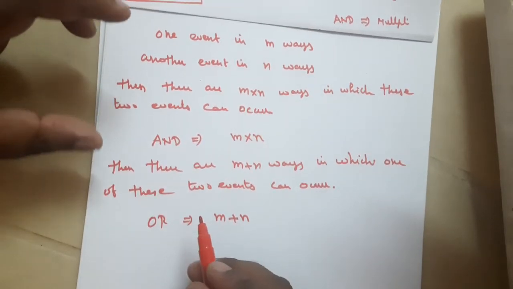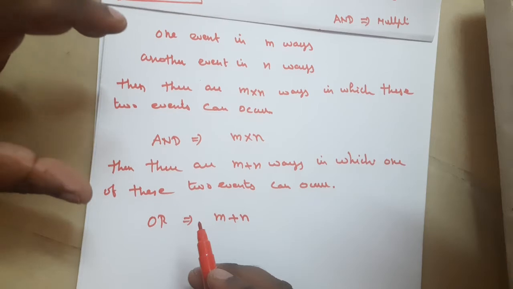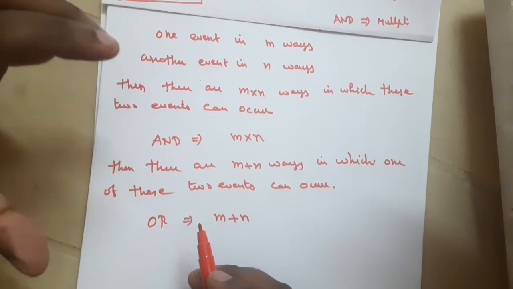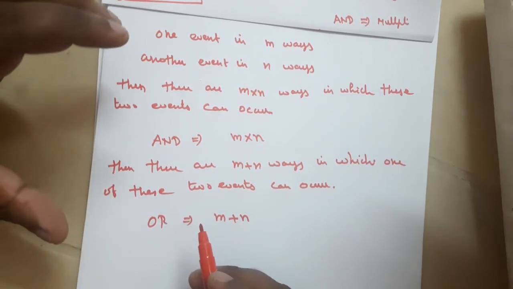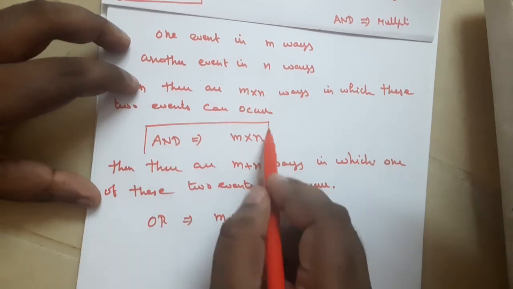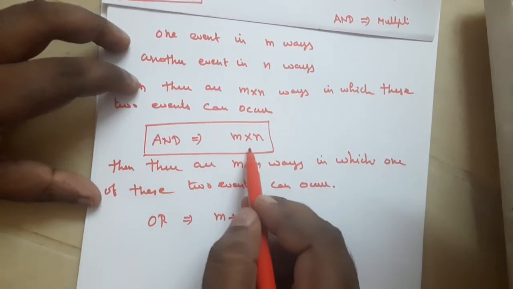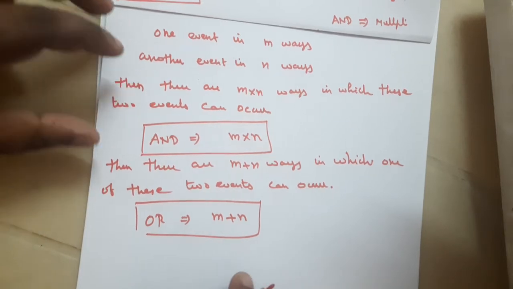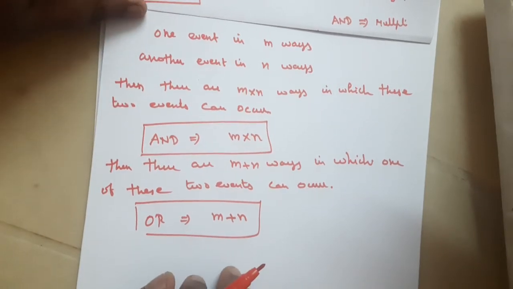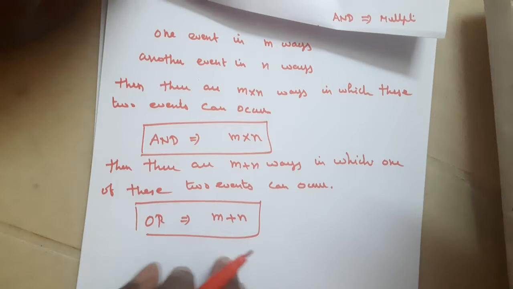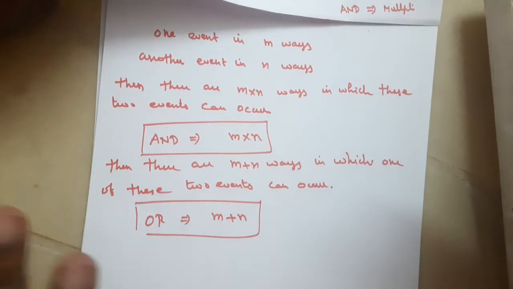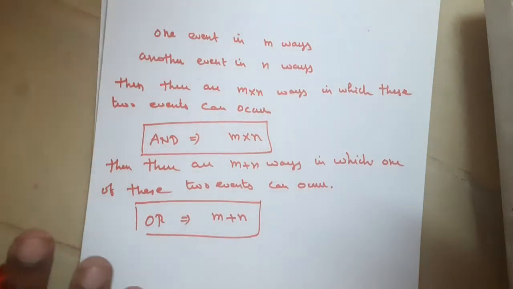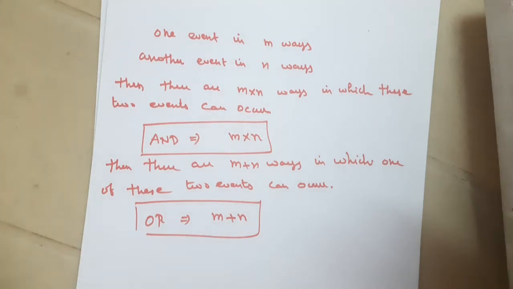So these two rules are called the basic counting principles. Remember that and means multiplication, or means addition. Now we will see some example problems and then you can understand the concepts clearly.